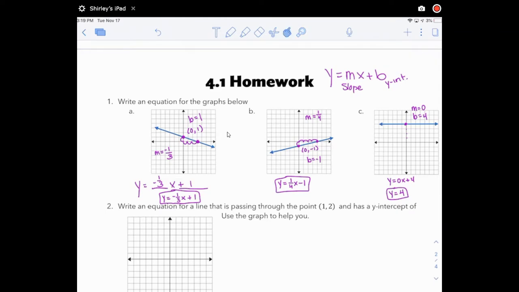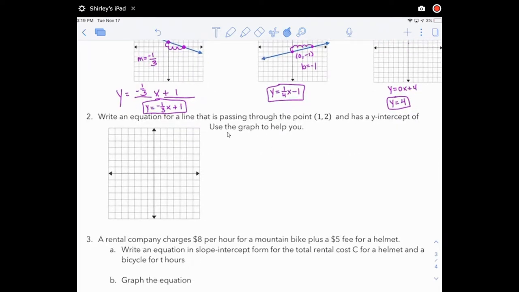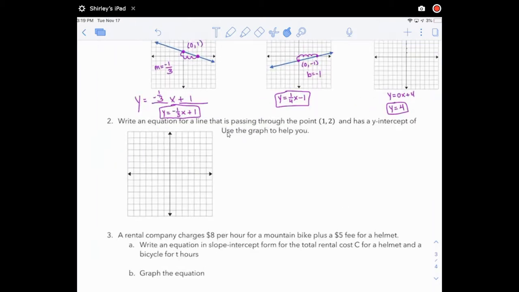Question number 2, write an equation for a line that is passing through the point (1, 2) and has a y-intercept of, oh, that's cut off. I don't know why that's cut off. Now I'm just noticing it. Let me see if I can read what I have. So let's do (1, 2), let's do a y-intercept of 3.